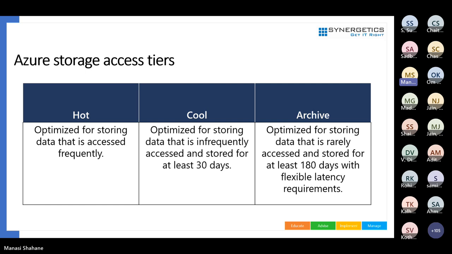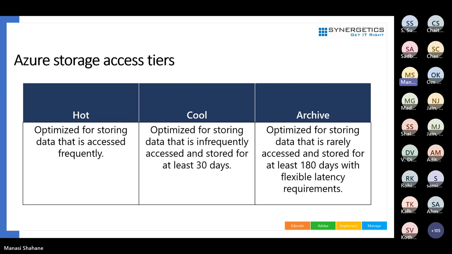Then you have another access tier that has been given by Azure. It is called the cold access tier. So what is cold? If cool gives you a chance to access within 30 days, cold will give it to you for 90 days. So within 90 days, you can access that particular data. There is a middle ground between archive and cool. That is the cold access tier.